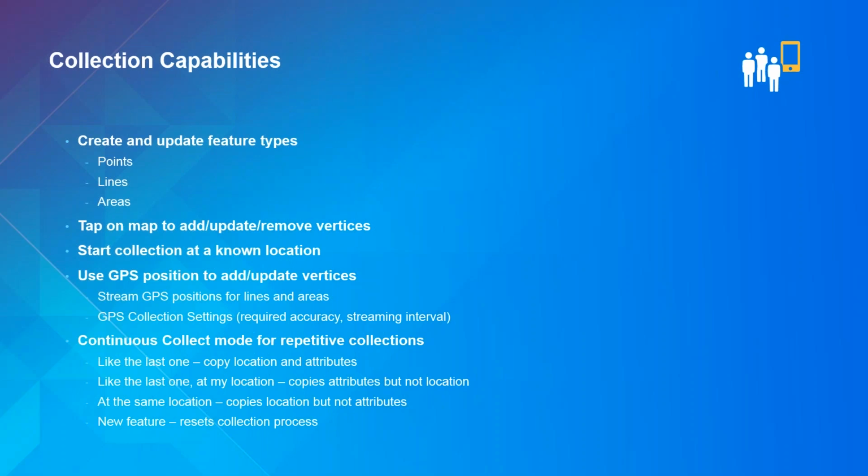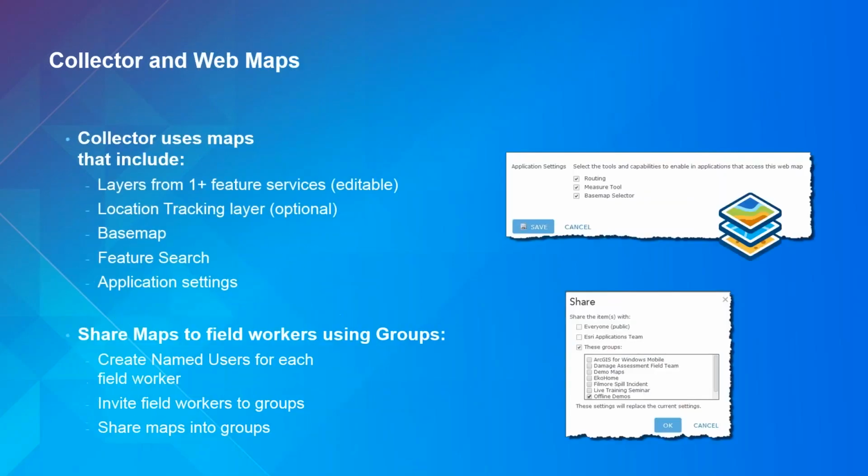Over time, various enhancements have been made to support various updates and enhancement requests that folks have supplied. Specifically, continuous collect mode. So if you're collecting features that are very similar and just need to get an updated location for each one, or just simple, quick updates to the attributes, it's got some of those knobs and dials that you can turn to make collection in the field of similar items very quick and efficient. So those are definitely some capabilities to explore.